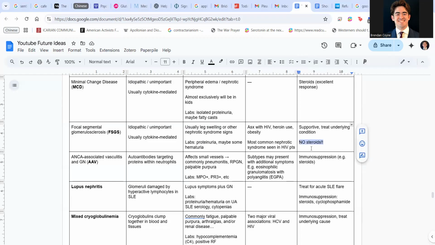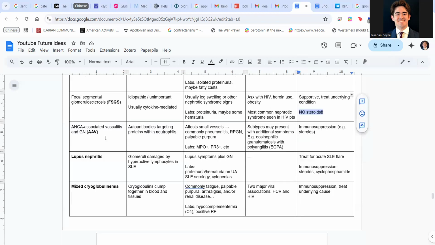Do not give steroids, right? Unlike minimal change disease, FSGS does not have a good response to steroids. So just so you know.